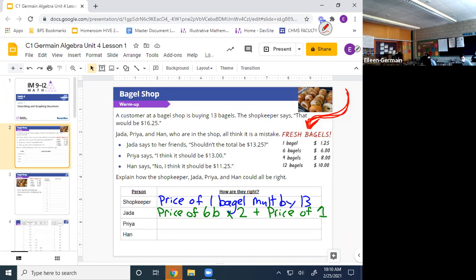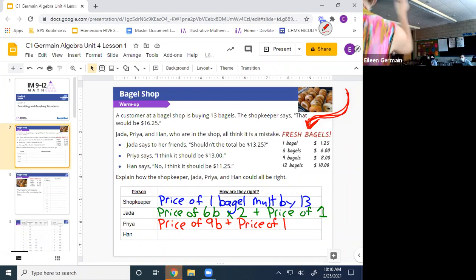What did Priya do to get that price of $13? What combination would get you $13? John, what were you thinking for this one? 9 bagels and 4 for the price of 1. Very good. The price of 9 bagels, 9B, and then she added to that the price of 1, and then what did she do to that price of 1? She multiplied it by 4. Times 4. Very good.